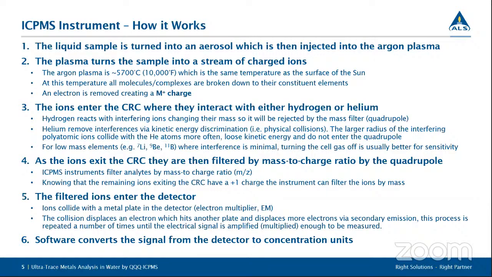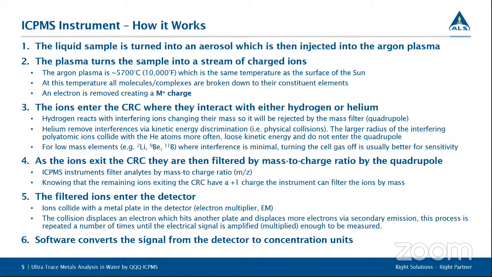The argon plasma is about 5,700 degrees Celsius, which is the same temperature as the surface of the sun. At this temperature, all molecules and complexes are broken down into their constituent elements, and those elements will have one electron removed, creating a +1 charge.